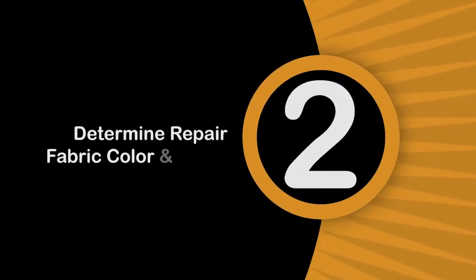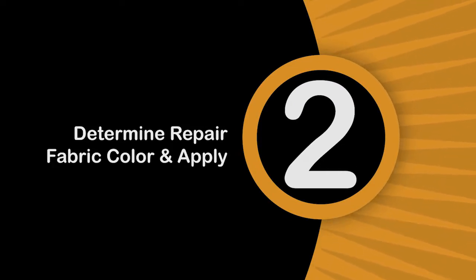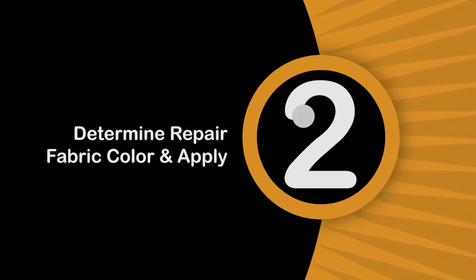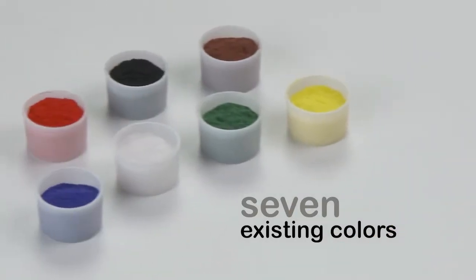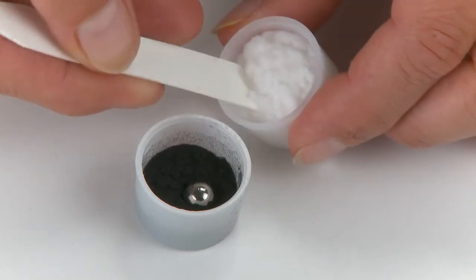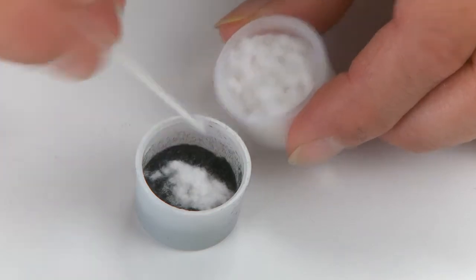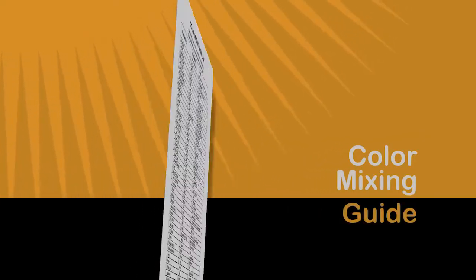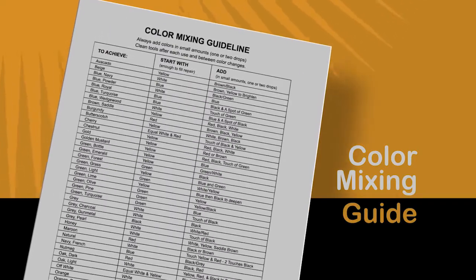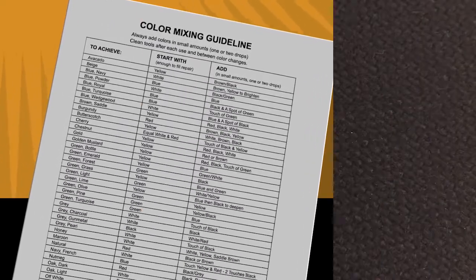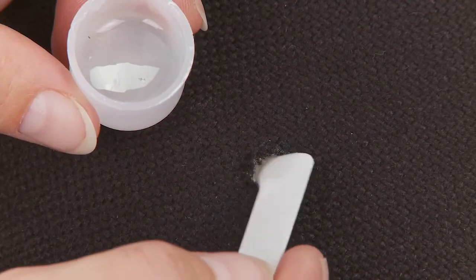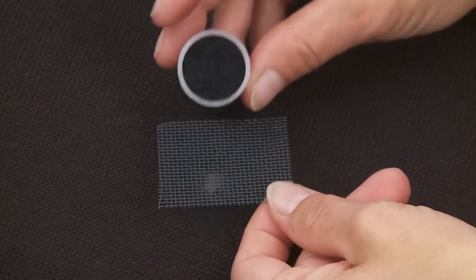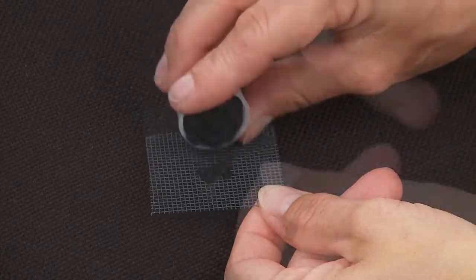Step 2. Determine what color fibers match your fabric upholstery and apply them with adhesive. Use one of the 7 existing colors or create your own by mixing any combination of the color fibers. If you're not sure how to make a certain color, refer to the color mixing guide on the back of your instruction sheet and apply the mixture to the repair area. Then, immediately sift the color fibers onto the activated adhesive.